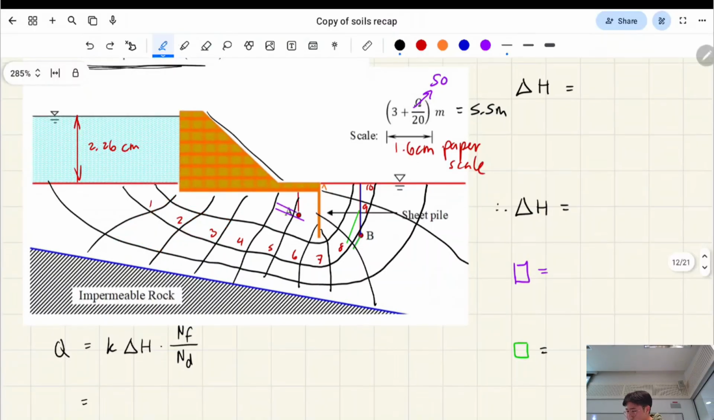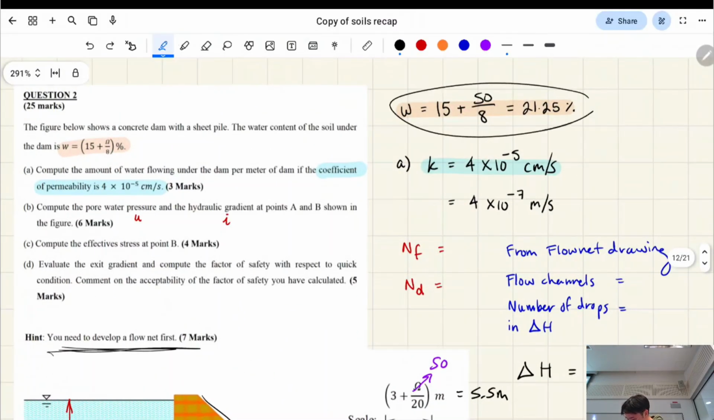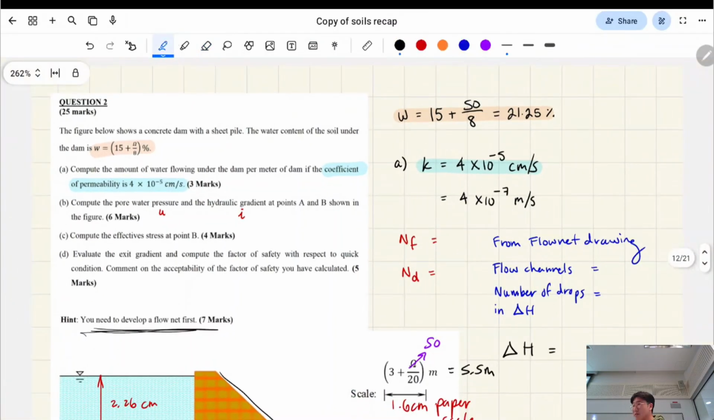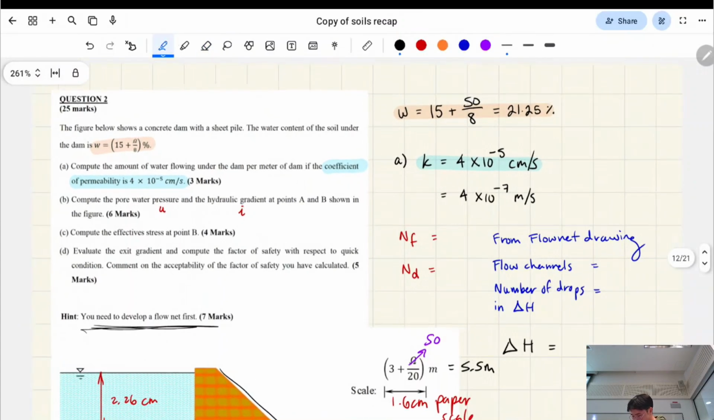Okay, cool. So that's drawing the flow net. We were given some information, water content, and we're also given the coefficient of permeability, which is little k, right? I've just converted it, so it gives it to you in centimeters per second. I've converted it to SI units, so meters per second, right?